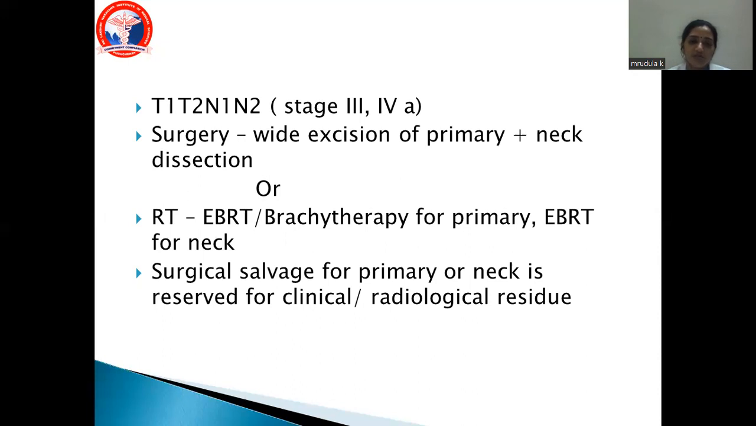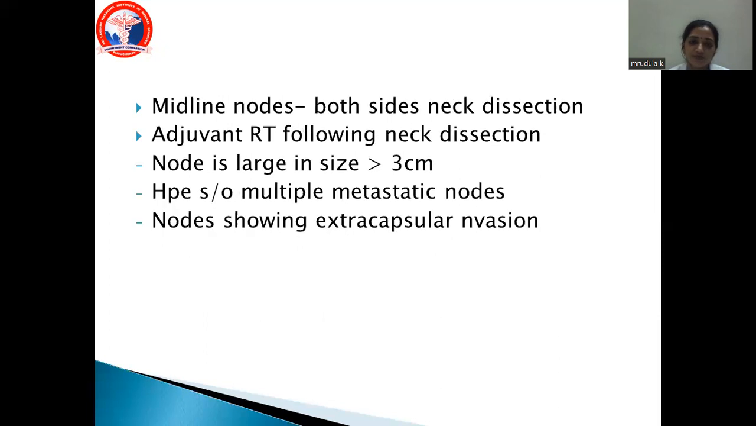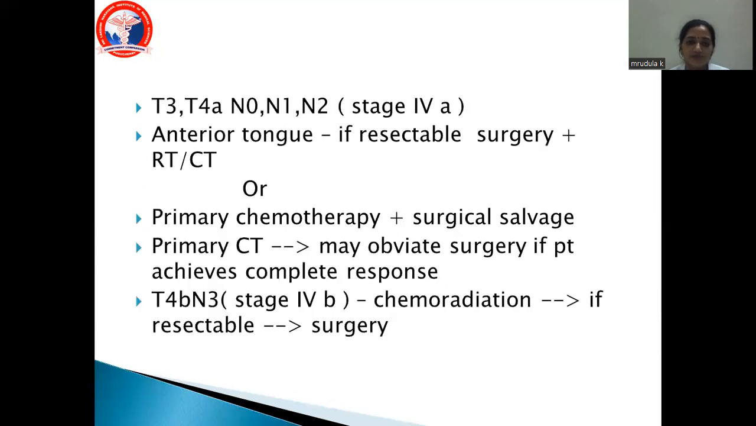So surgical salvage for primary or neck is reserved for clinical or radiological residue. Whenever there is a surgery failure, you can go for radiotherapy, but post radiotherapy, you cannot go for surgery. So midline nodes, both sides, we have to go for neck dissection. Adjuvant radiotherapy following neck dissection can be given when the node size is larger than 3 centimeters, history of multiple metastatic deposits, and node shows extracapsular invasions.